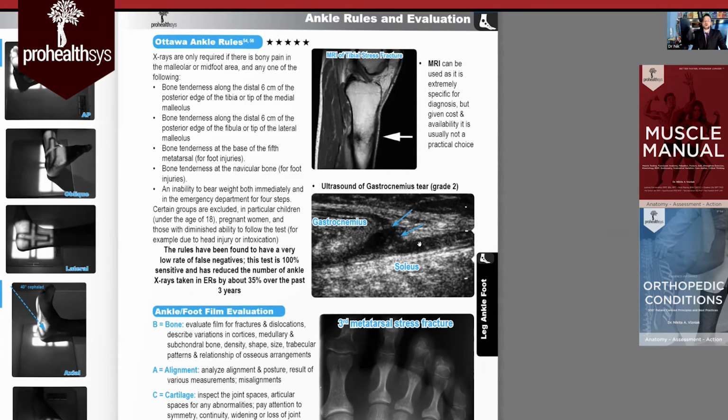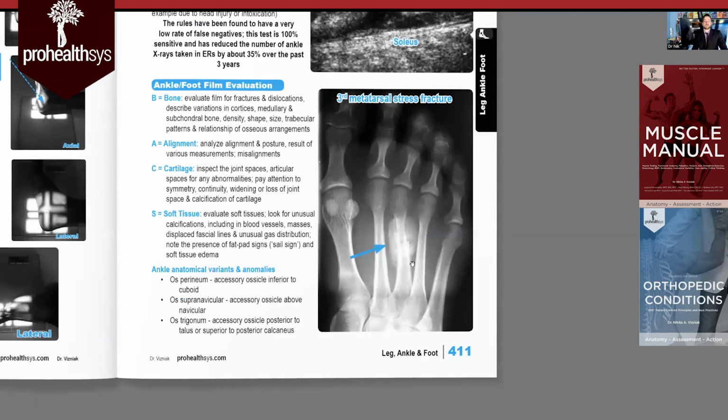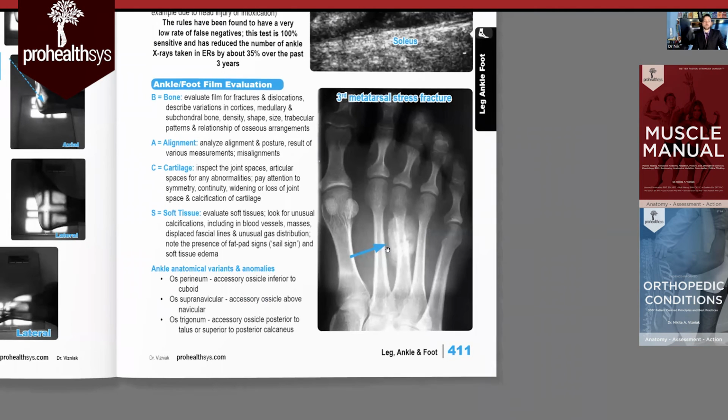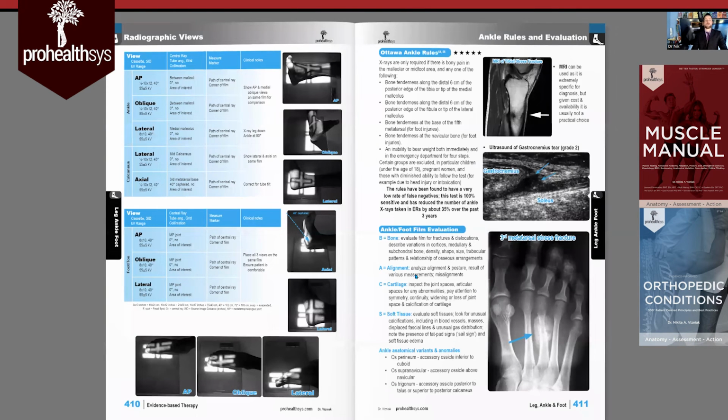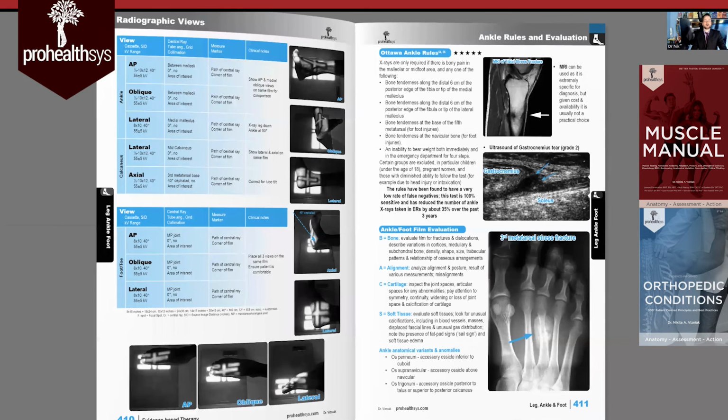You can also see on ultrasound, gastrocsoleus strains are visible right here, where you can see a tear in the muscle belly of the gastrocnemius. What else? This would be a stress response right here, secondary to a metatarsal stress fracture, where you can see a minor break, a hairline fracture in the bone, and then the stress response around it as the body tries to remodel that tissue. So that gets you through your basic introduction for the ankle. Lots of good stuff for us to talk about right there.